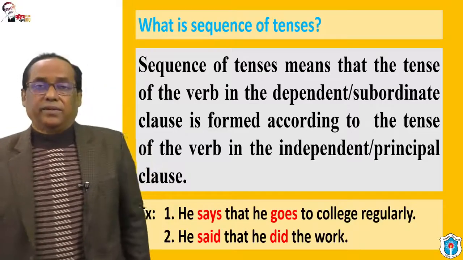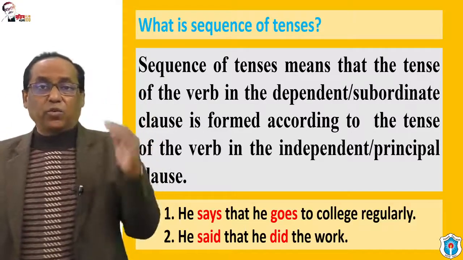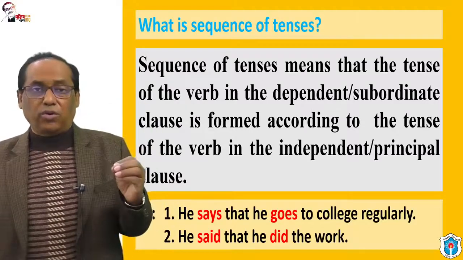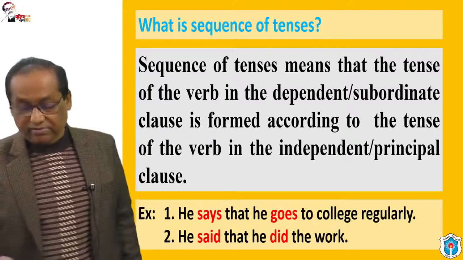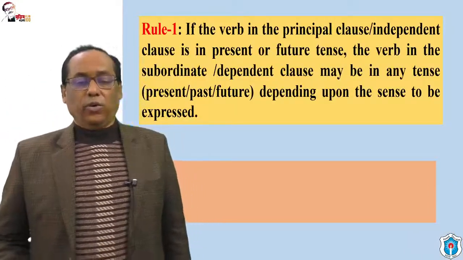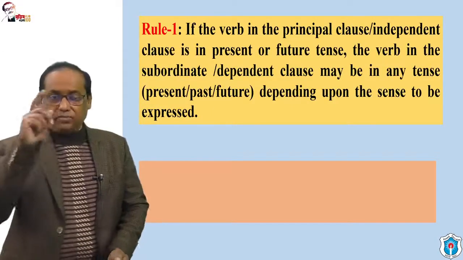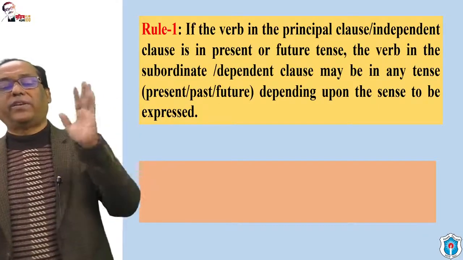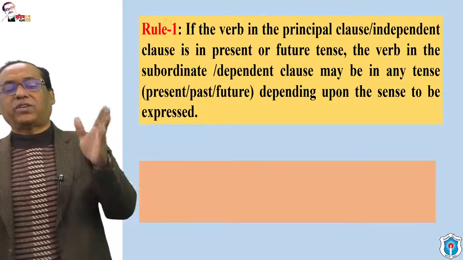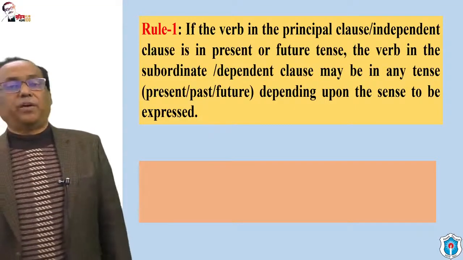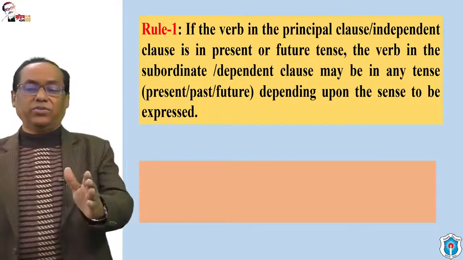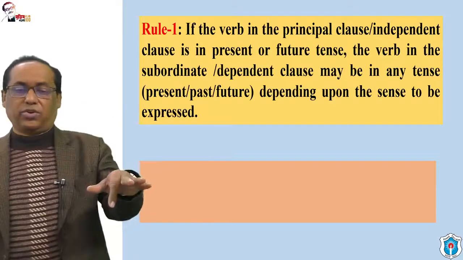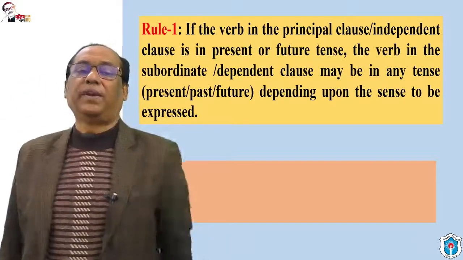Now let me focus on some basic rules of sequence of tenses that you need to know to get the right form of verbs. Again, look at the slide. The first rule: if the verb in the principal clause or independent clause is in present or future tense, the verb in the subordinate or dependent clause may be in any tense, either present or past or future, depending upon the sense to be expressed.